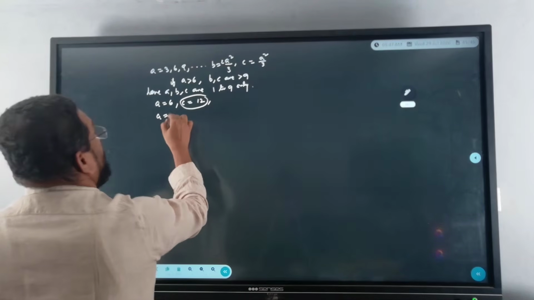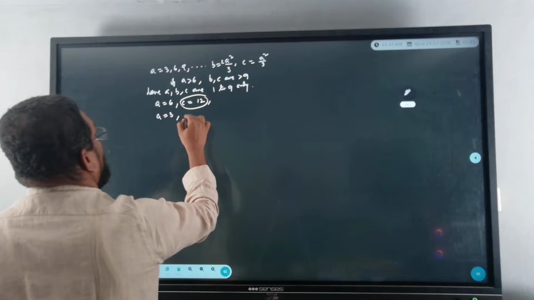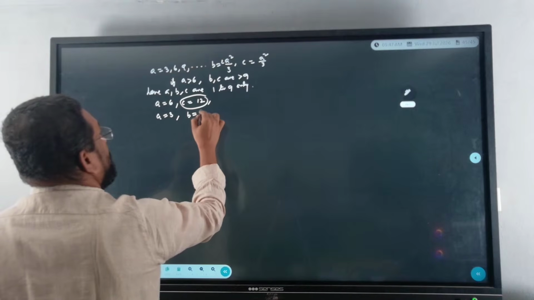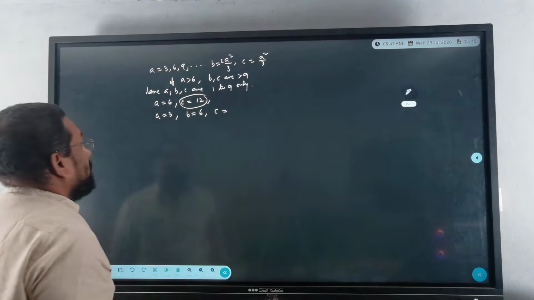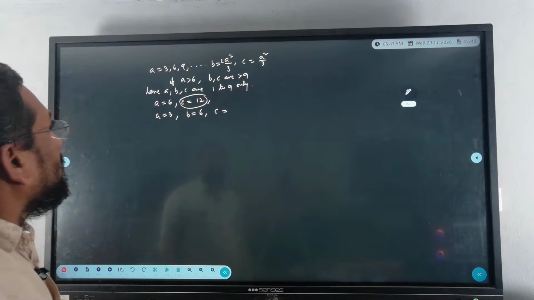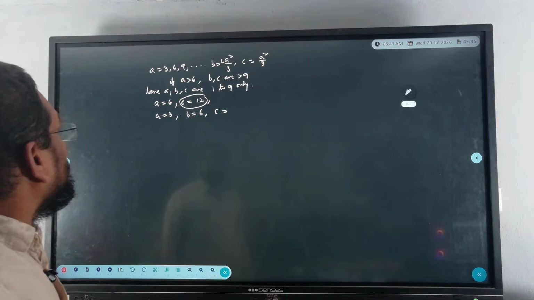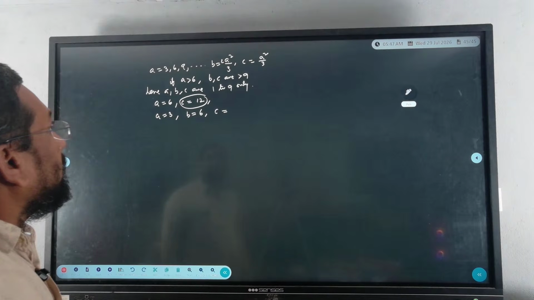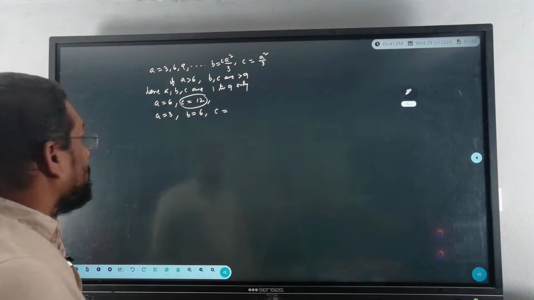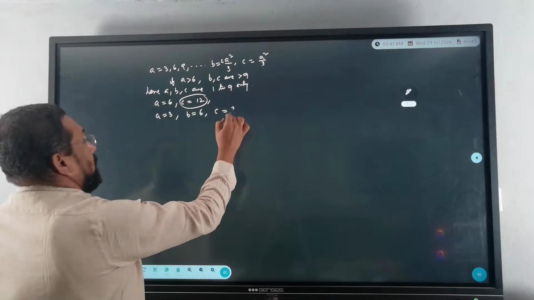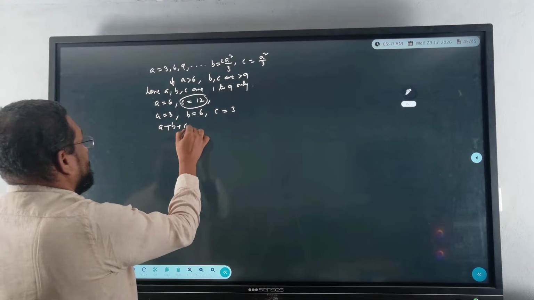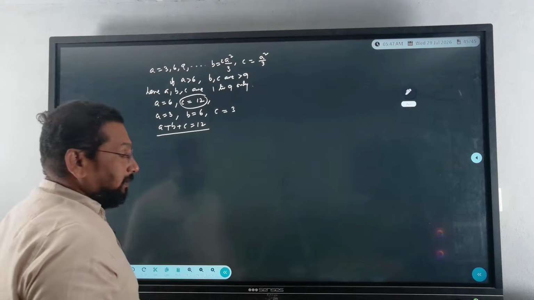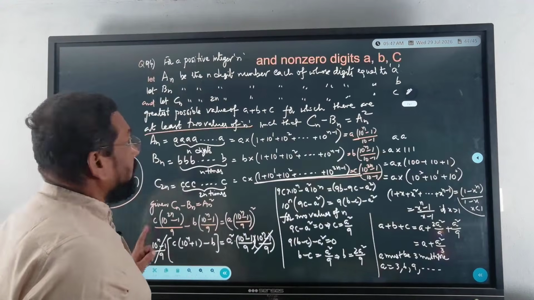So a is equal to 3, then b is equal to 6, and c is equal to a multiple of 3... and 3². So a + b + c is equal to 12. That's the required value. So write down.